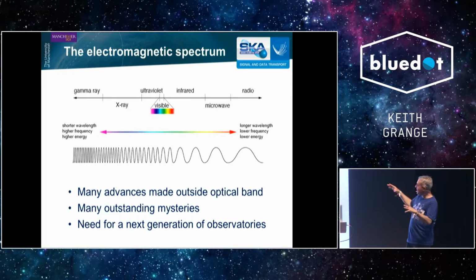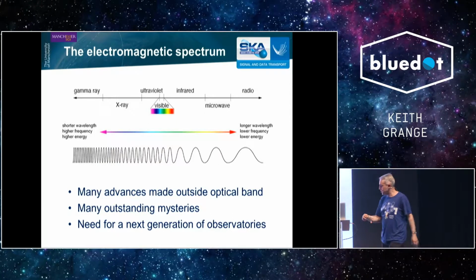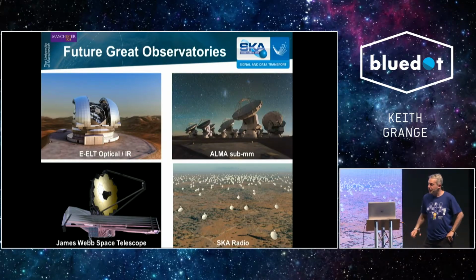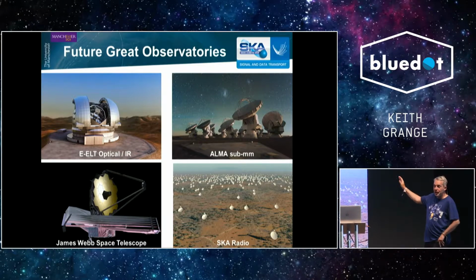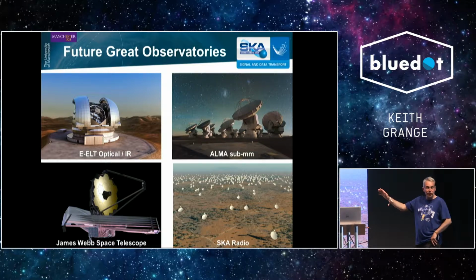And so many of the advances in the last few decades have actually been made outside the optical band. The optical band is still very, very important, but actually exploring all of the electromagnetic spectrum is really the way forward. And actually, as I'll tell you in a second, there's really rather a lot of outstanding mysteries in the universe. And so what we're going to need is a new generation of observatories to tackle those. So here's the observatories that are coming online or already online that will allow us to do the next kind of push towards understanding our universe better.